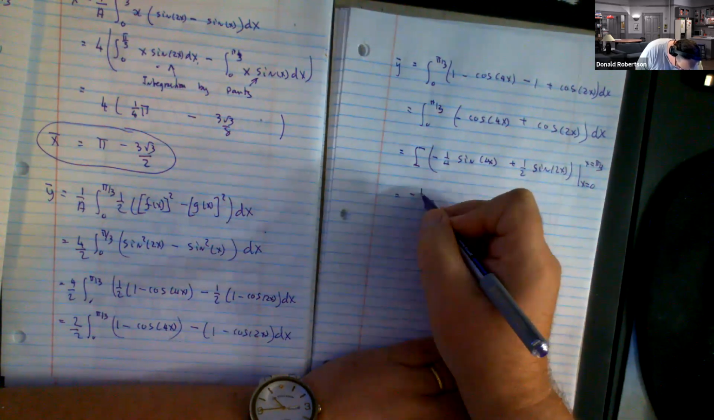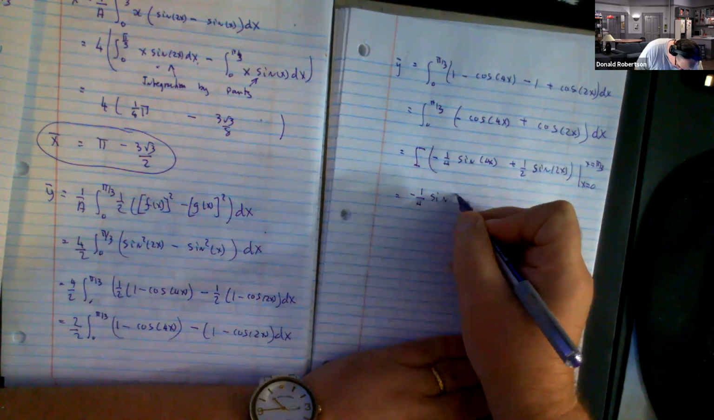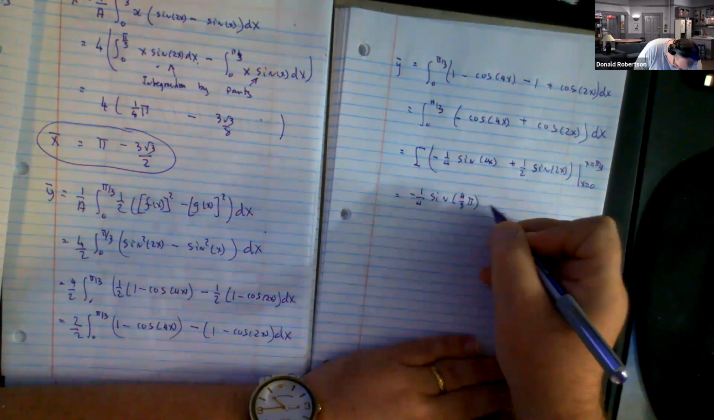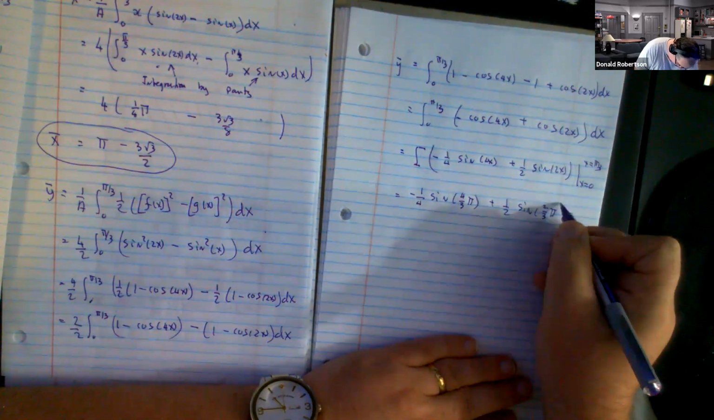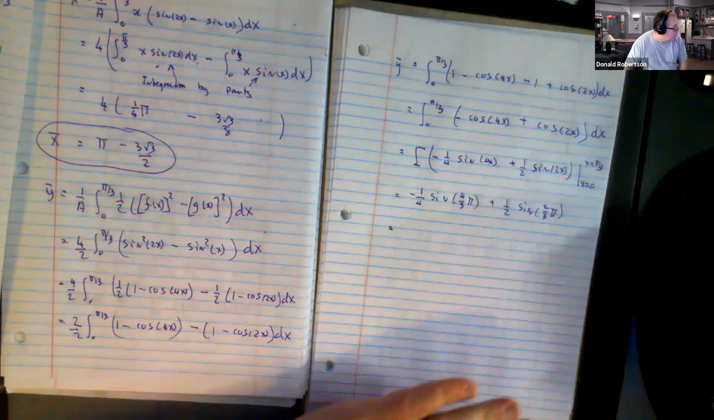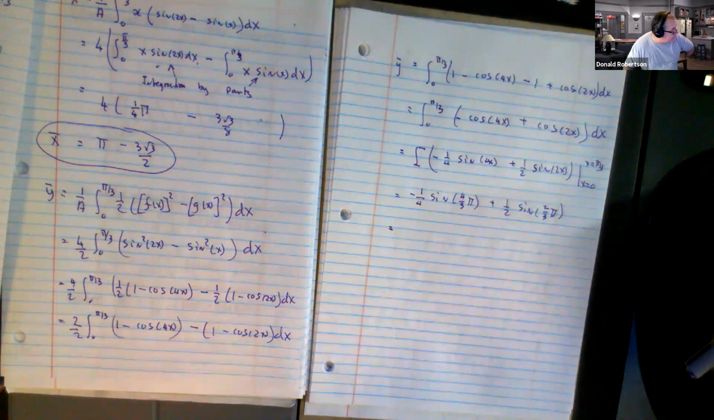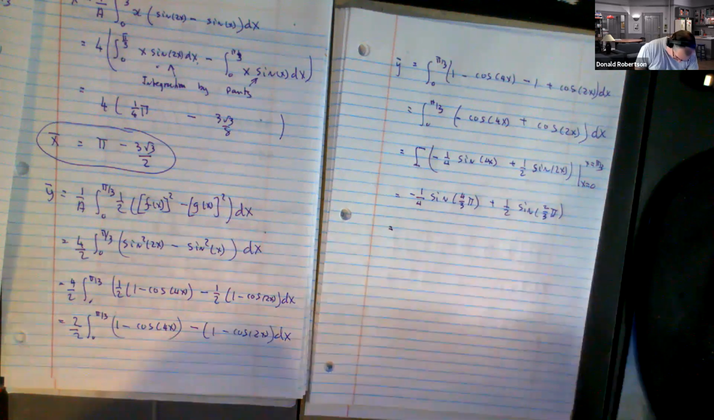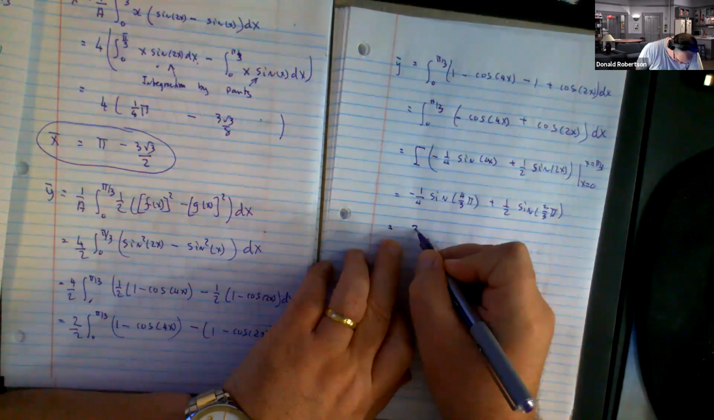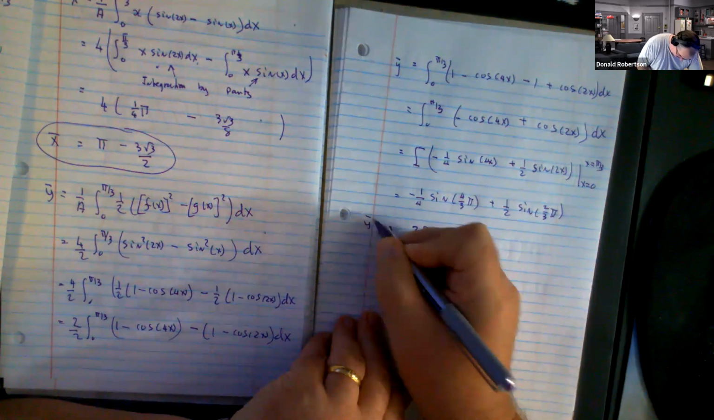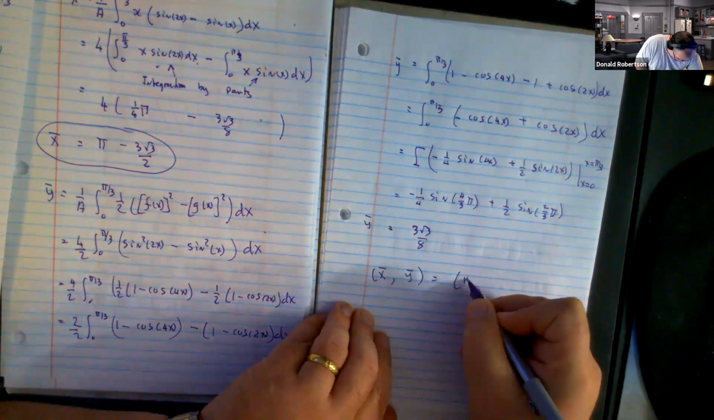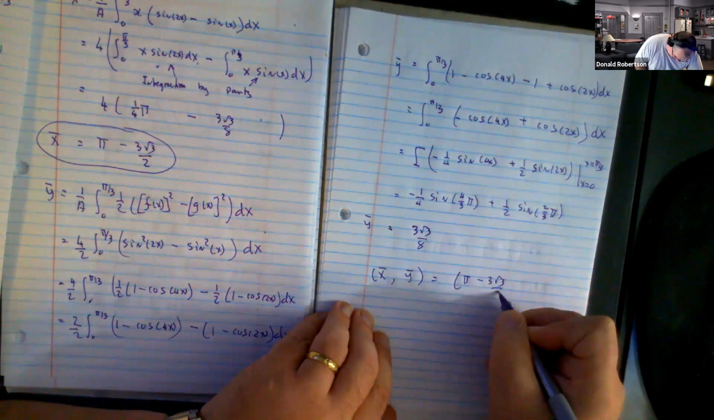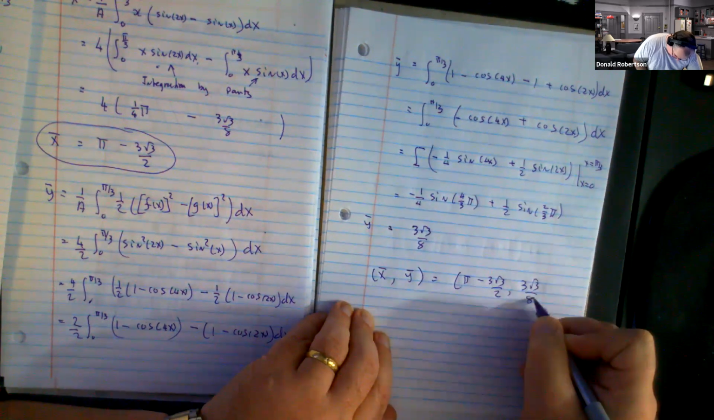So it's going to be negative 1/4 the sine 4/3 pi plus 1/2 the sine 2/3 pi. And this eventually becomes 3√3/8. So x bar, y bar, the center of mass is pi take away that guy, and we are finished.